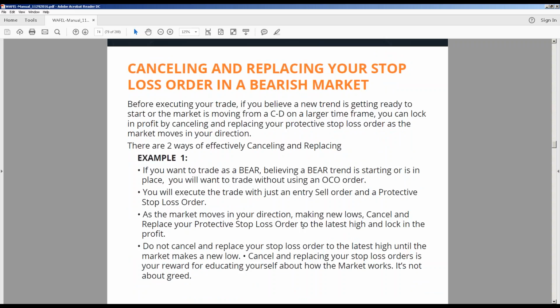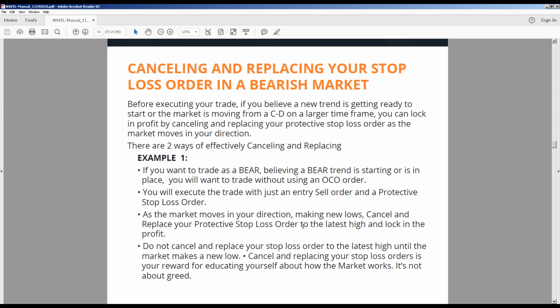Right, now let's have a look at cancelling and replacing your stop loss order in a bearish market. Before executing your trade, if you believe a new trend is getting ready to start, or the market is moving from a C to a D on a larger time frame, you can lock in profit by cancelling and replacing your predicted stop loss order as the market moves in your direction. Now there are two ways of effectively cancelling and replacing. This is example number one.